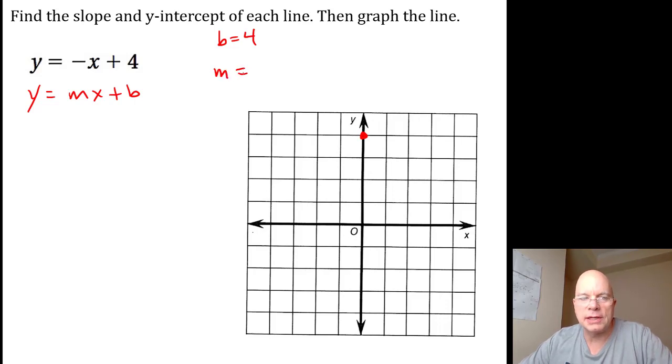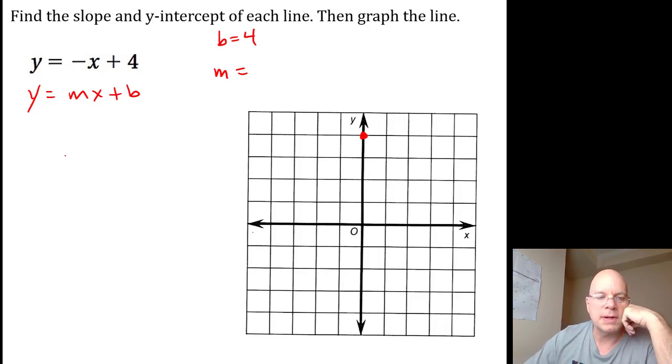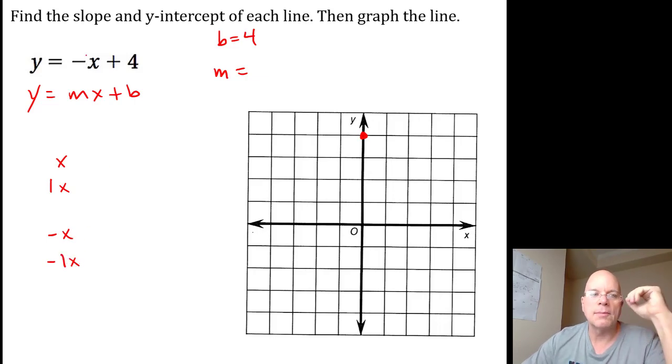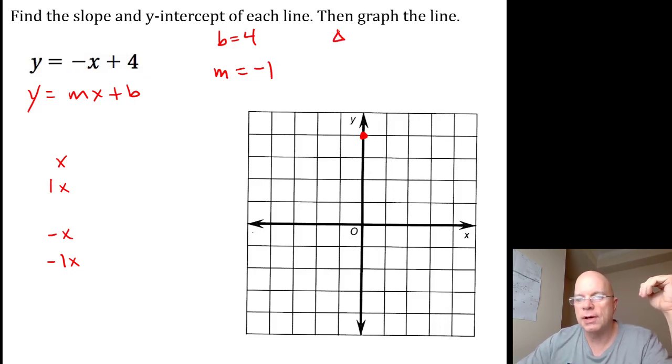The m could be tricky. What's the coefficient of the variable term if I have negative x? What is that? Well, you might start by just thinking, what is x? X is 1x. 1x is x, right? So if you have negative x, that's just negative 1x. So if you don't see a number there, it's 1. And so the opposite of 1 is negative 1. So m is negative 1. The slope is negative 1.